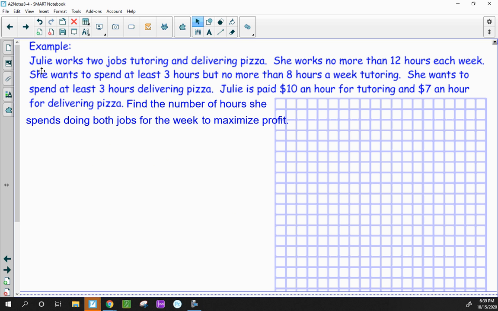Example 1. Julie works 2 jobs, tutoring and delivering pizza. She works no more than 12 hours each week. No more than 12 hours, so that means 12 is the highest amount that she works. She wants to spend at least 3 hours, but no more than 8 hours a week tutoring. So she wants to spend the minimum amount, 3 hours tutoring, but she doesn't want to go over 8 hours a week doing that job. Next, she wants to spend at least 3 hours delivering pizza.